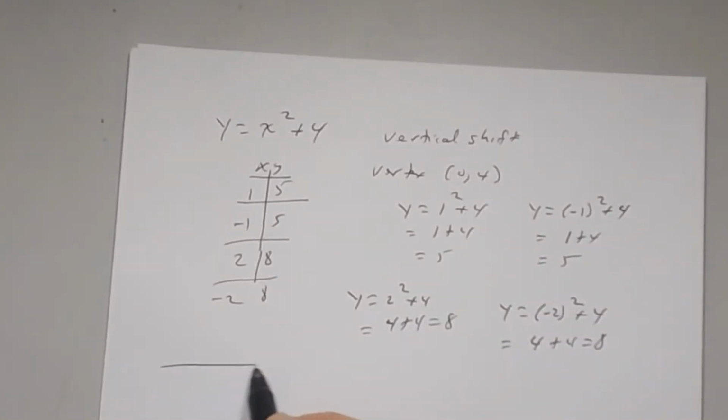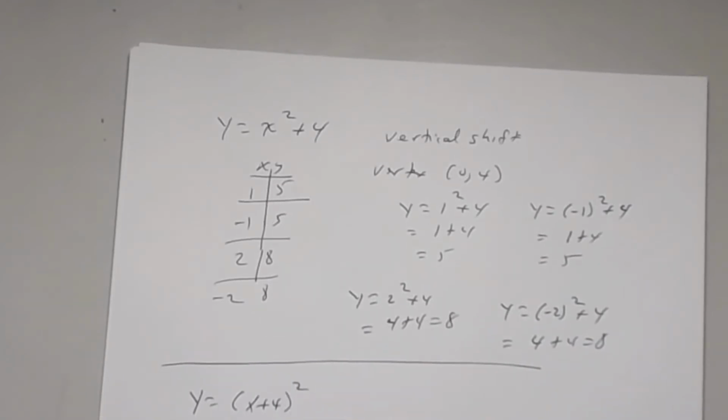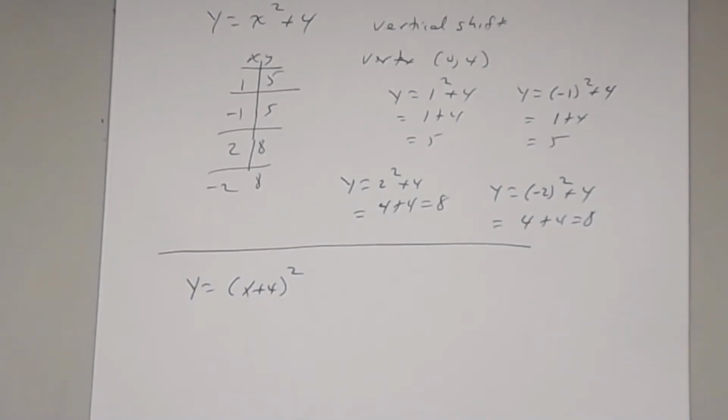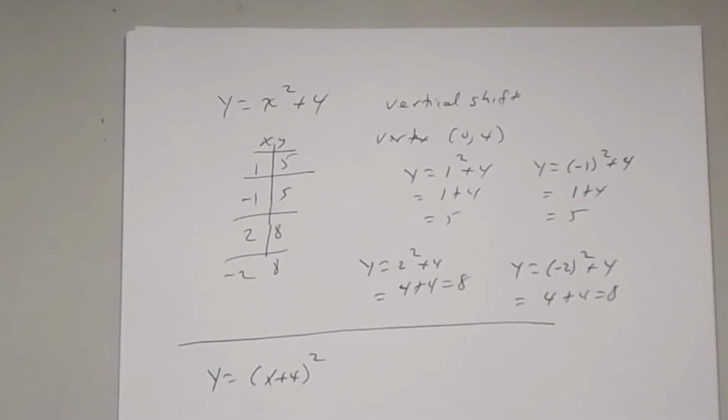Suppose I had this, y equals (x plus 4) squared. Notice the difference between this one and the one we just did. See, there's a difference, right? They look different.